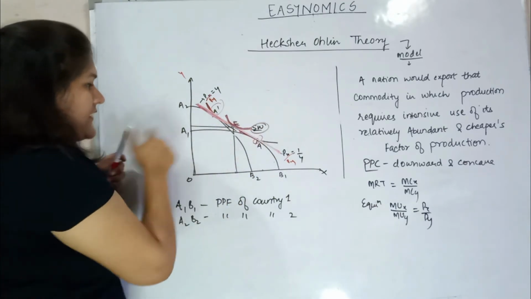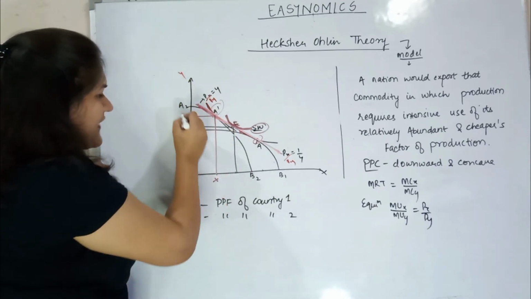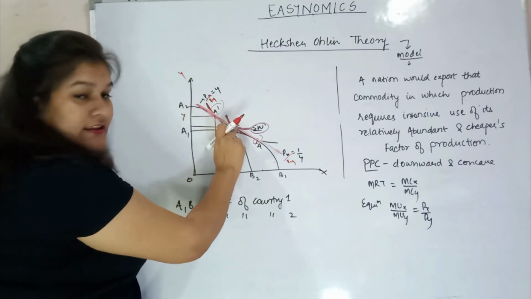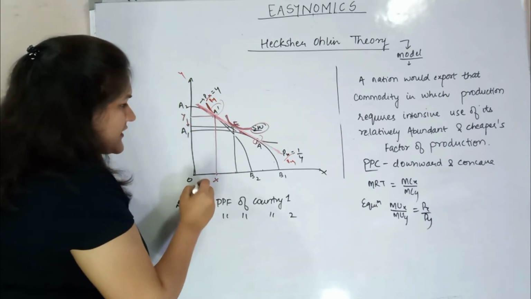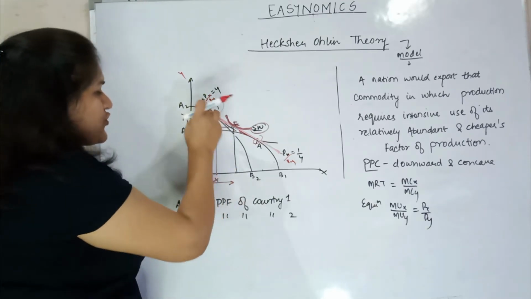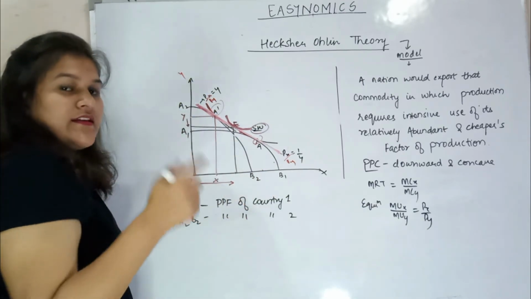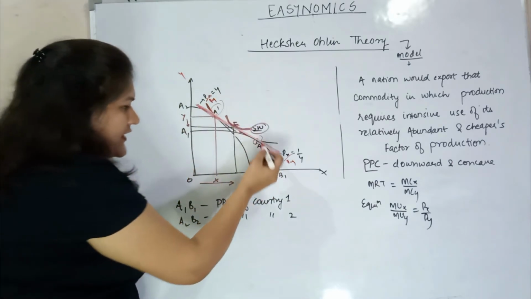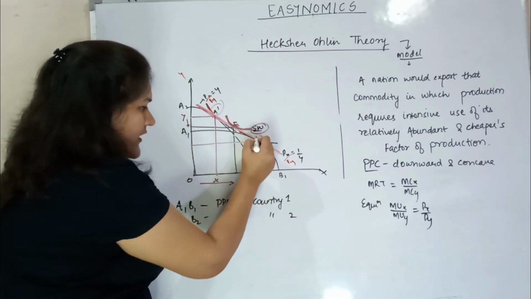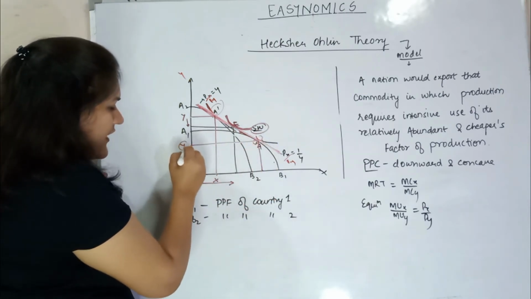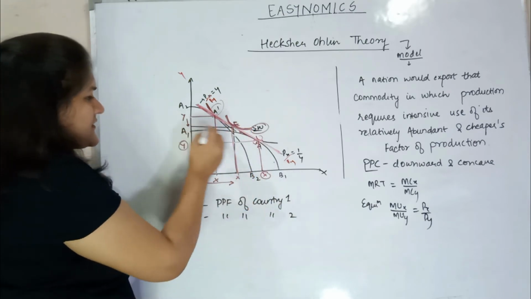At point E, earlier country 2 was producing and consuming this much of X and Y. Now they are trading at E, so they have decreased the consumption of Y and increased the consumption of X. So this much commodity they will export, and this much of good X they will import. Similarly, for country 1, earlier they were consuming at this point, that much of Y and that much of X. Now they are consuming at this point.